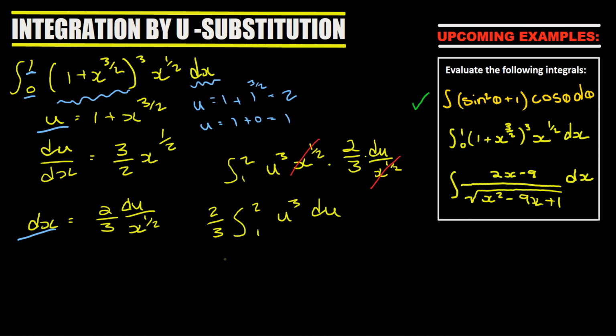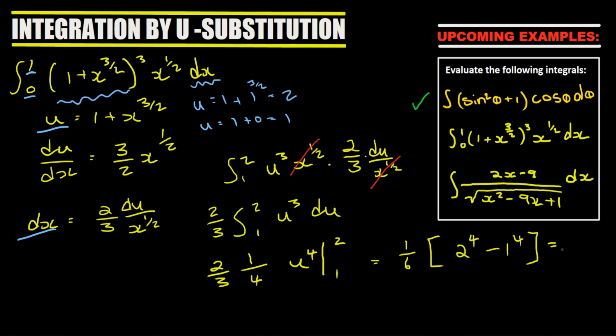And finally, we can now perform normal integral operations on this equation, which then simplifies to 1 over 6 in brackets 2 raised to 4 minus 1 raised to 4, which is then equal to 5 over 2. And there we have our answer for example 2.